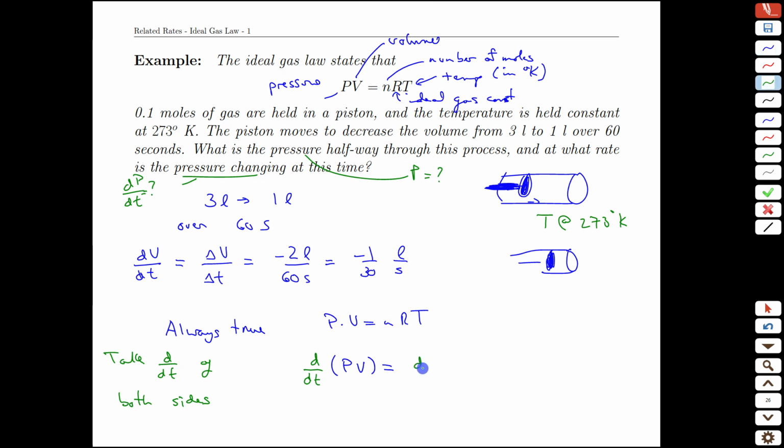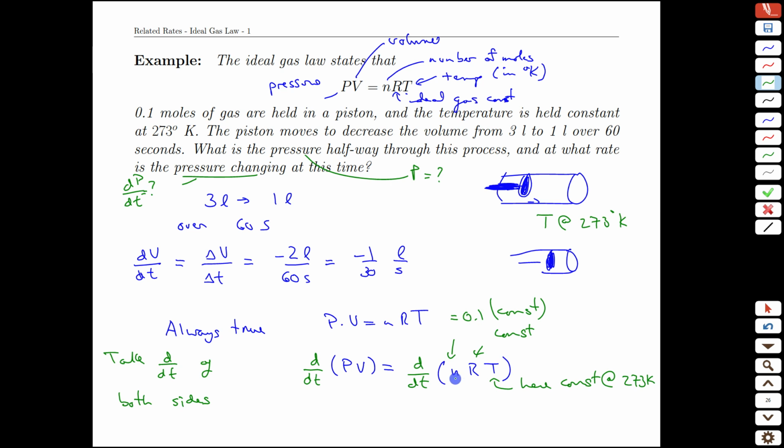So the derivative of pressure times volume is going to equal the derivative of N, R, and T. We're going to focus on the right-hand side first. N is equal to 0.1 moles, and so it's constant with time. So the time derivative of N is going to be the same as the time derivative of any constant. R is, by definition, a constant. It is the ideal gas constant. And T, temperature, here, might in some scenarios be changing, but here it's constant as well with time. It's constant at 273 Kelvin.